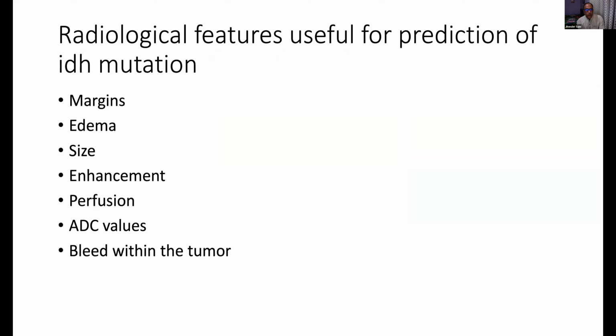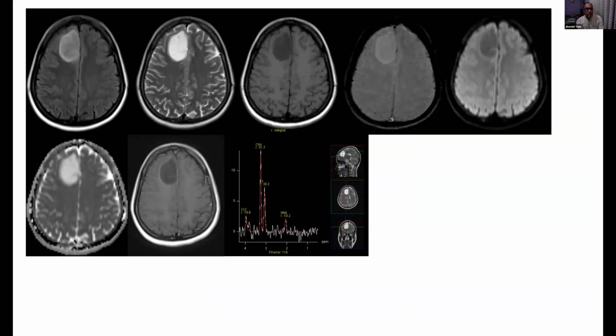Radiological features useful for prediction of IDH mutations are looking at the tumor margins, edema, size, enhancement, perfusion, ADC values, and bleed within the tumor. I'll show you some examples here. This is a right frontal lobe tumor, which is very well marginated. There's hardly any edema around the tumor. There's no bleed. There's no diffusion restriction within the tumor. Spectroscopy shows elevated choline with markedly reduced NAA and presence of a lactate peak. And this is a grade 2 glioma in a 32-year-old female patient.